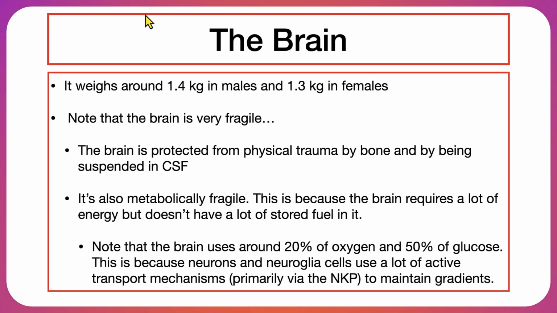Now note that the brain uses around 20% of oxygen in the body and around 50% of glucose in the body. And this is because the neurons and neuroglial cells that are in the brain use a lot of active transport mechanisms, primarily through the sodium-potassium pump, to maintain gradients. So those are some things I wanted to bring up about the brain.